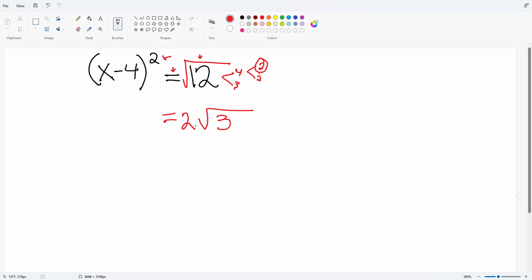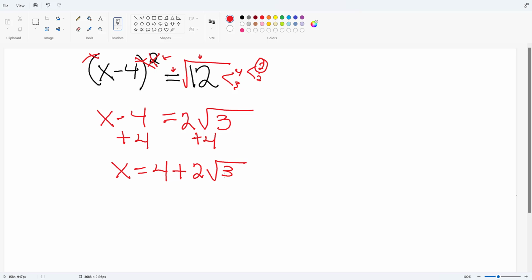Easy, simple, easy as that. That's going to leave you with x minus 4. So you're going to add 4 to both sides, and it's going to get you x equals 4. And you want to make sure you write it out properly. You're going to put your number in the front: 4 plus 2 and 3 squared.